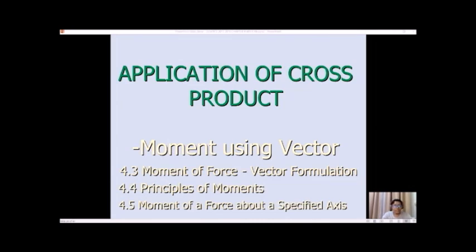There will be three main subtopics for this chapter, which are 4.3 moment of force vector formulation, 4.4 principle of moment, and 4.5 moment of a force about a specified axis.